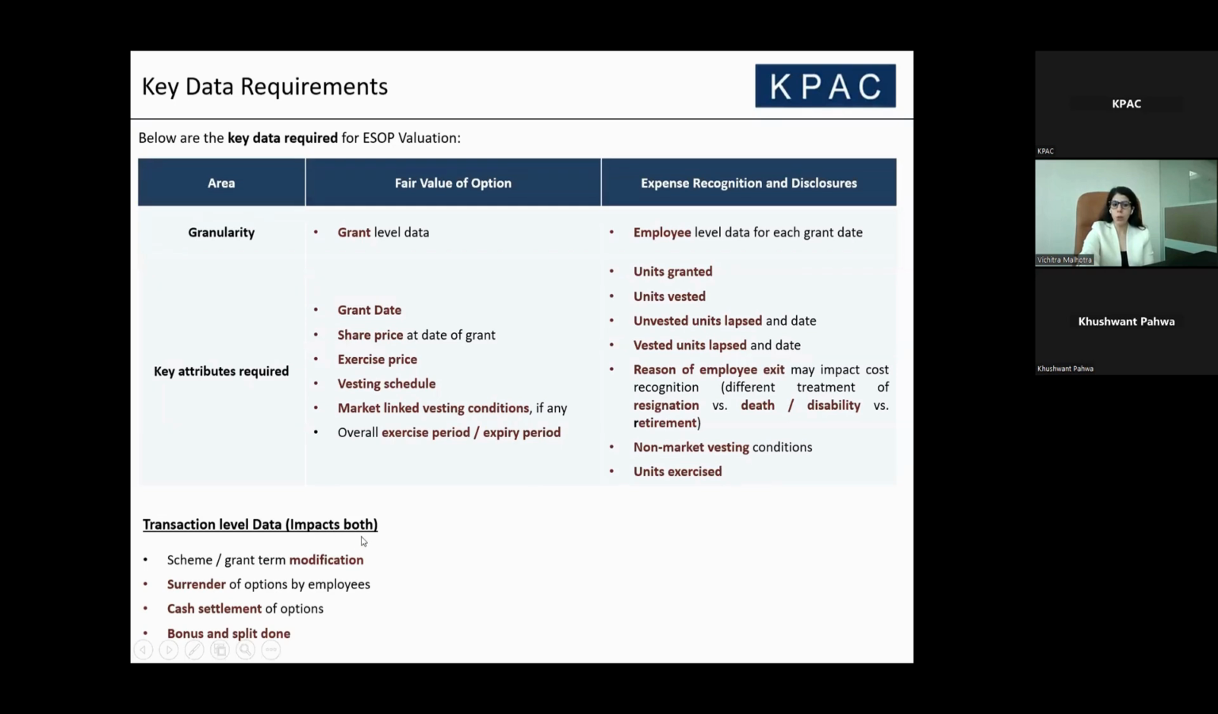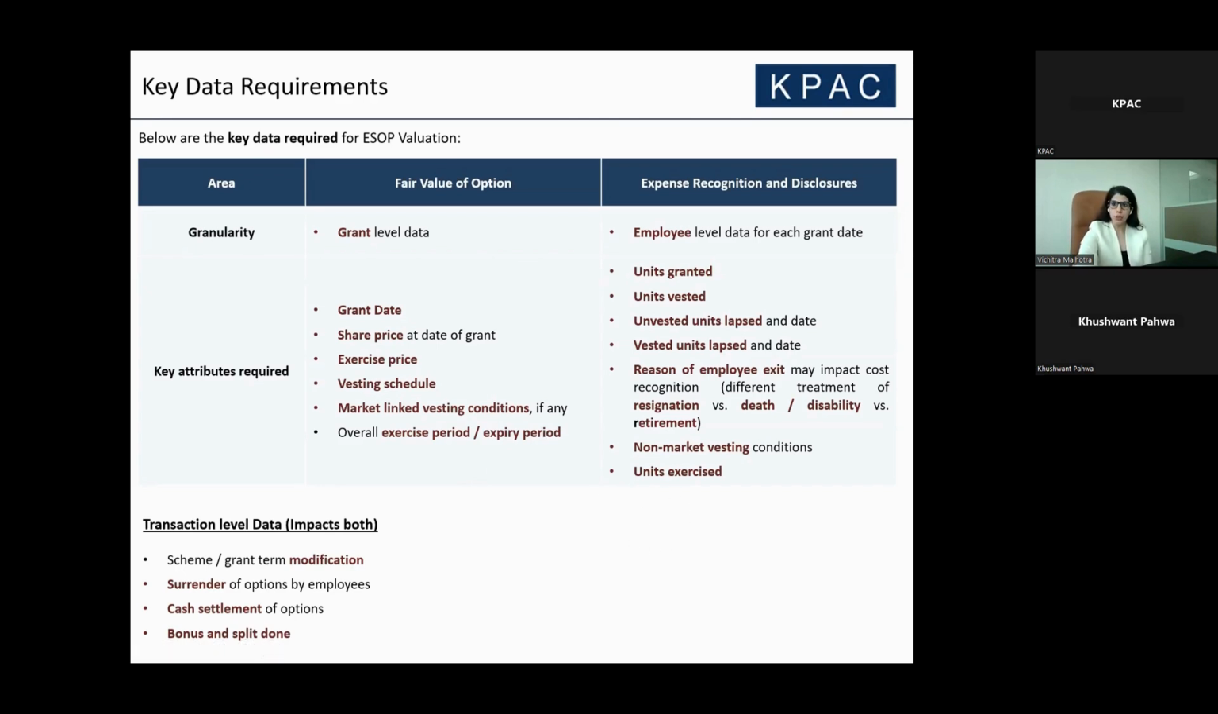Apart from this, we often come across a lot of transactions that keep happening, especially in the private space, where companies may either undertake a modification of grant. Lately, a lot of companies have been undertaking surrender of options by employees and subsequently settling them in cash. Further, companies, especially when they are going for IPO or even listed companies, often undertake bonus and splits. All of this impacts your ESOP accounting, and it may potentially impact both fair value of the option and expense recognition. Therefore, it is important that the data for these is maintained and supplied as part of ESOP valuation.